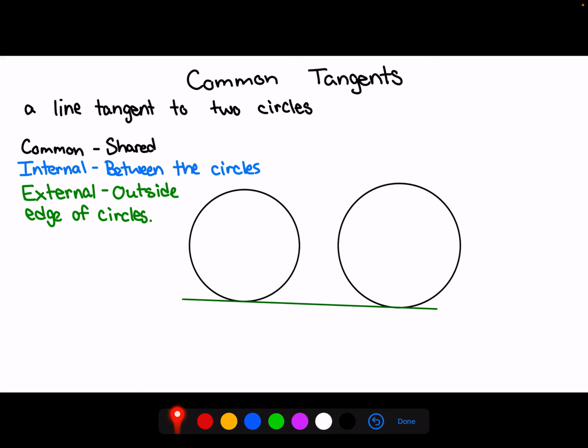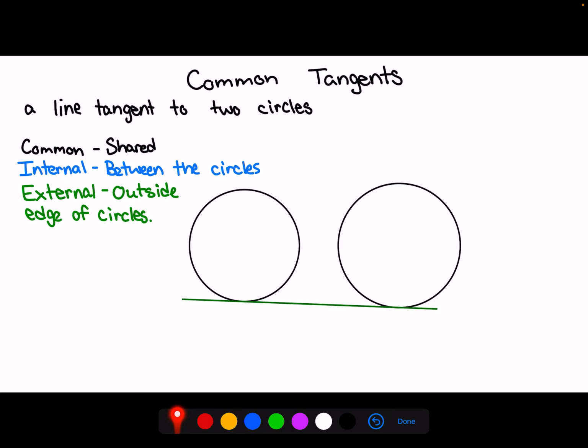Now, some definitions with these. Whenever you see common tangents, common just means that the tangent line is shared. It's shared by both circles. Internal means that it's the tangent line that is between the circles. It's right in between the middle. And then external means it's on the outside edge of the circles.